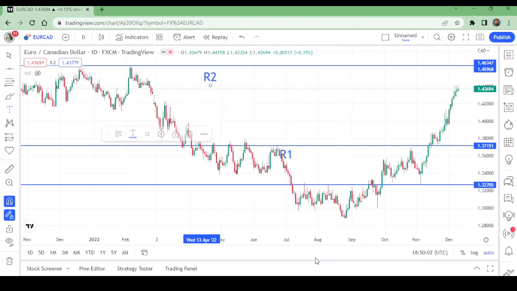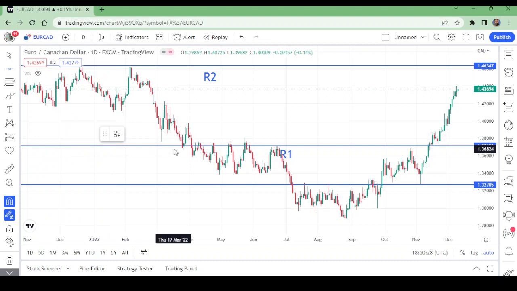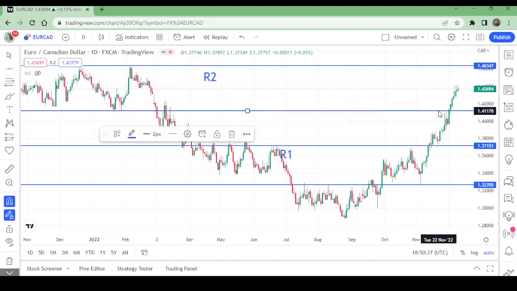Okay. Now let me put something here. Now let us see here. This was the support and resistances. What are they? Now let me put a horizontal line somewhere here. The pair has, now let us see here. Okay, watch here, it was pushed downward but then broke it upward.